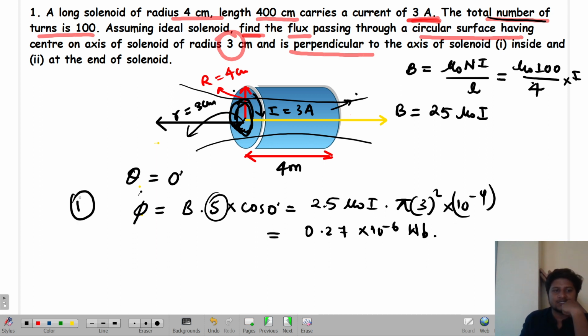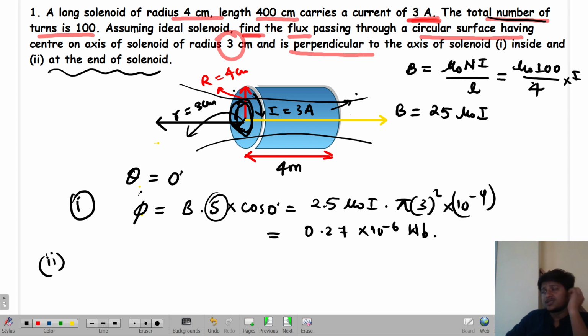Means the first point. There is another point. What is it asking? It is asking the magnetic field at the end of the solenoid. Rakshita, what is the formula for the magnetic field at the end of the solenoid? How much is it? Magnetic field at the end of the solenoid.